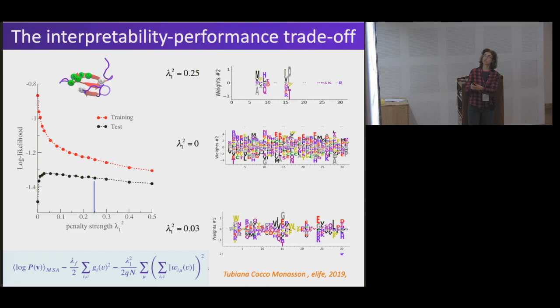So this is what we call the interpretability-performance trade-off. So we are at a value of log likelihood for the test set which is a little bit smaller, but which gives you weights which can be interpreted.